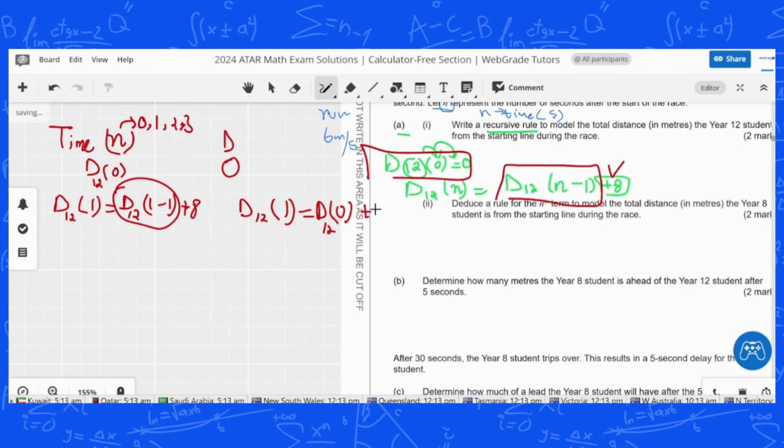We already get the value of D12 of 0, which is 0 here, so we can just replace this one by 0. So now we can take it as D12. Instead of this position, I can write 0 plus 8, that is equal to 8.